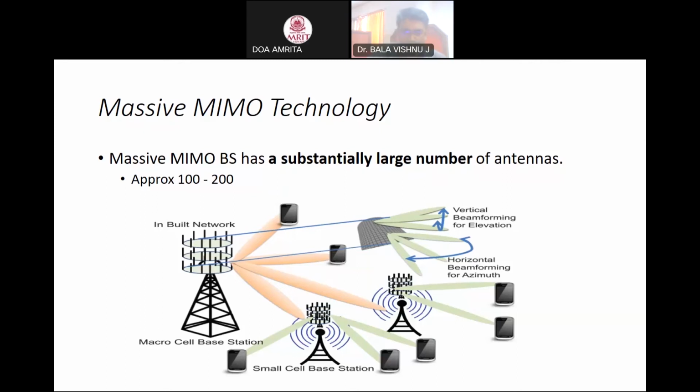Here it is given that a base station has multiple antennas. With multiple antennas, we can have a high data rate and also increased reliability. That means we are improving the BER versus SNR curve, so that we are having a better BER curve. And with multiple antennas, we are having vertical beamforming and horizontal beamforming with a phased array to have an increased coverage area also.